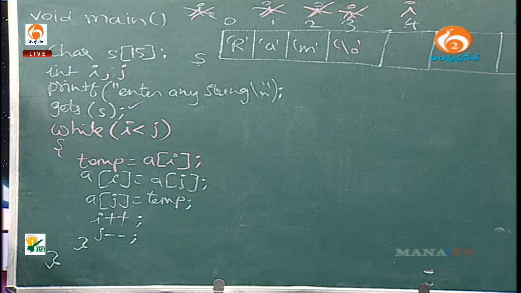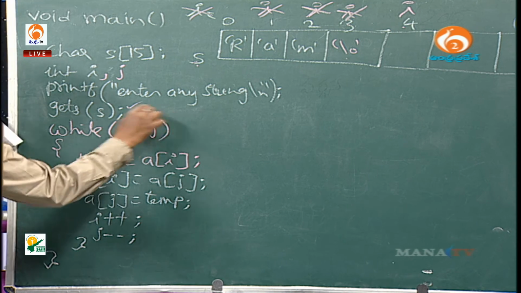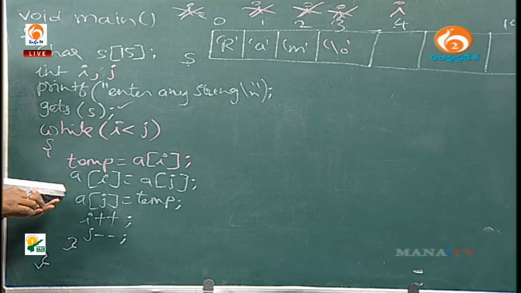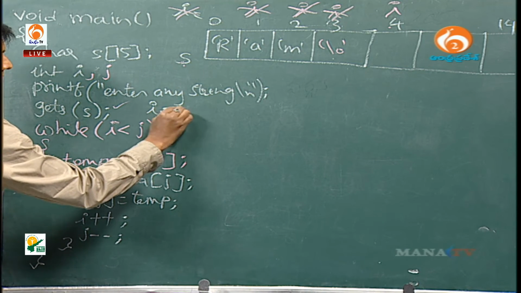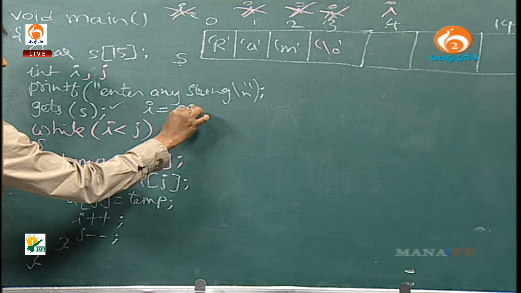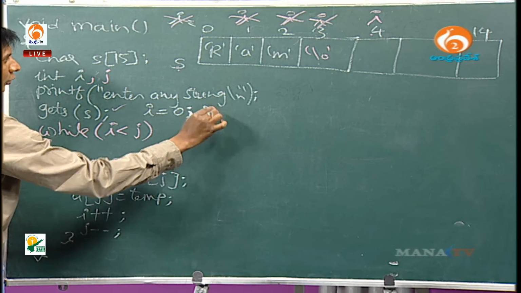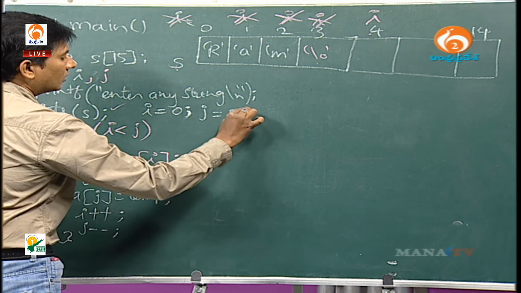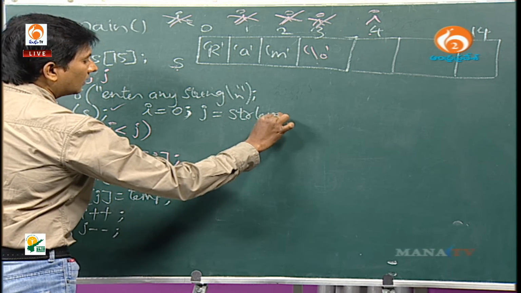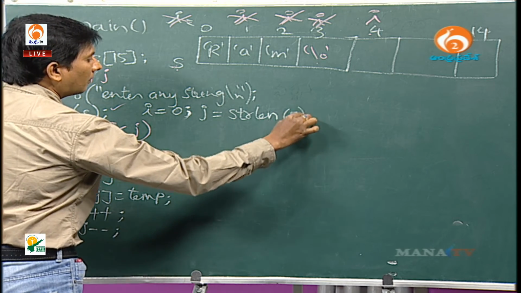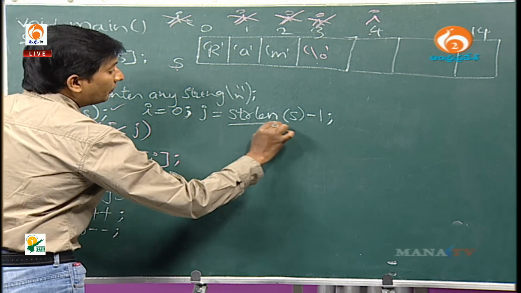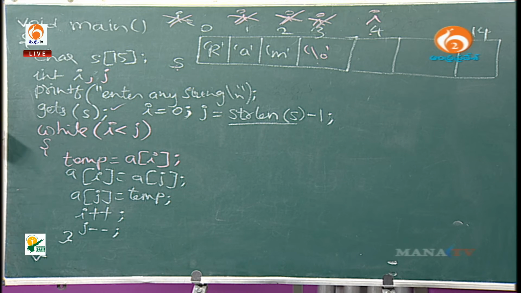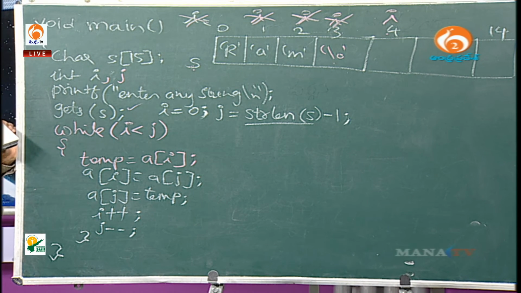So, here we have to initialize the I value. Okay. Before the while loop I am writing I equal to 0 semicolon, j equal to strlen of s minus 1. Okay. It is a predefined function, string length, which is used to find the size of a string.